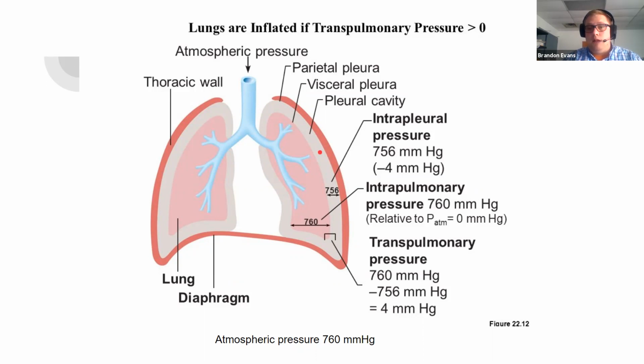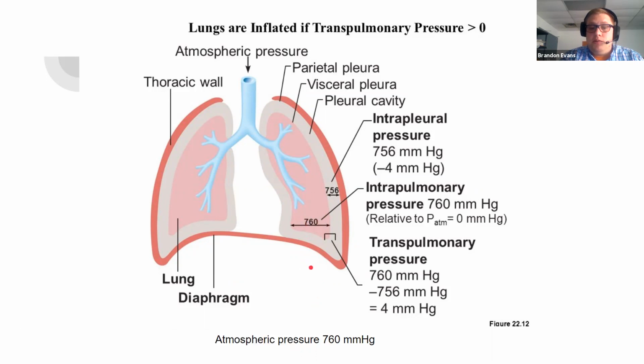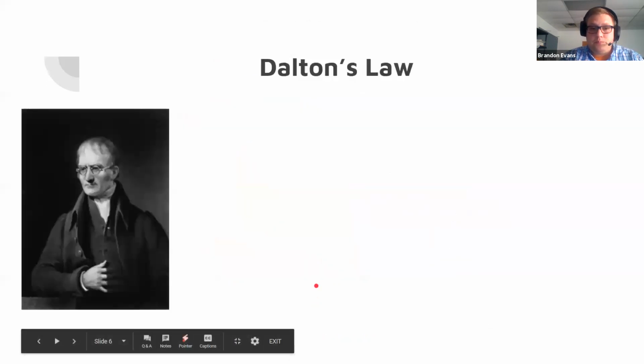The pressures equalize and the lung actually collapses on itself. And so again, that atmospheric pressure, that barometric pressure is 760, and that is your transpulmonary pressure, the actual pressure that matches the exterior atmospheric pressure to the interior pressure of the lungs.